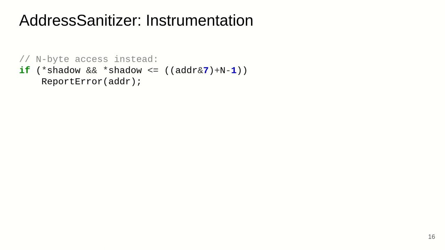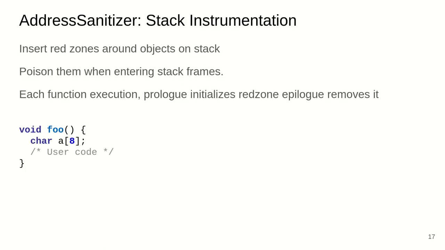Otherwise, we report an error. Now, let's figure out how we do the instrumentation for the allocation. When we allocate objects, we need to record the areas of the red zones in our metadata, right?